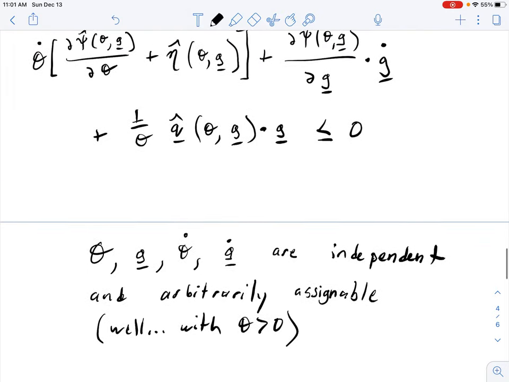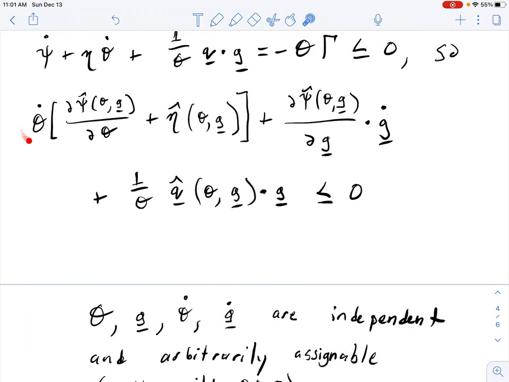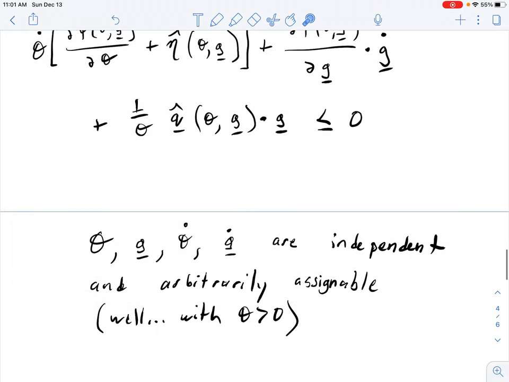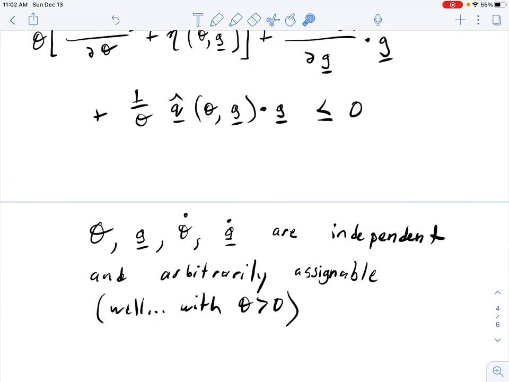So that's our only restriction on consideration there. All right, well, in light of the fact that those are arbitrarily assignable, the term multiplying theta dot has to be 0 on its own, and the term multiplying g dot has to be 0 on its own, since this doesn't depend on theta dot. If this depended on theta dot, then there'd be room to do something here. But since it doesn't depend on theta dot, then theta dot times it has to be 0 all the time, then this had better be 0. And likewise, this doesn't depend on g dot, so it has to be 0 since g dot is arbitrary. On the other hand, q does depend on g, so with q dot g, we can still find a way to make that always less than or equal to 0, because q depends on g. So when you inner product it, it can depend on it.